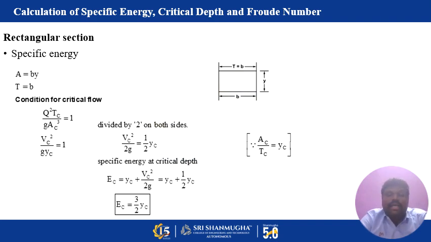With respect to the condition for critical specific energy, let me calculate the specific energy, critical depth and Froude number for the rectangular section. The condition for critical depth is Q square Tc by g Ac cube is equal to 1. Multiplying by 2 on both sides, we have Vc square by 2g is equal to 1 by 2 times Yc. Replacing this in the energy equation, we get Yc plus half Yc, so that is 3 by 2 times Yc. That is the value of critical energy.